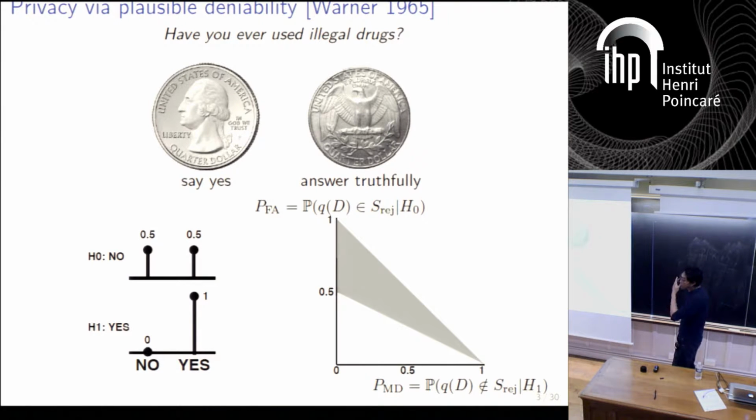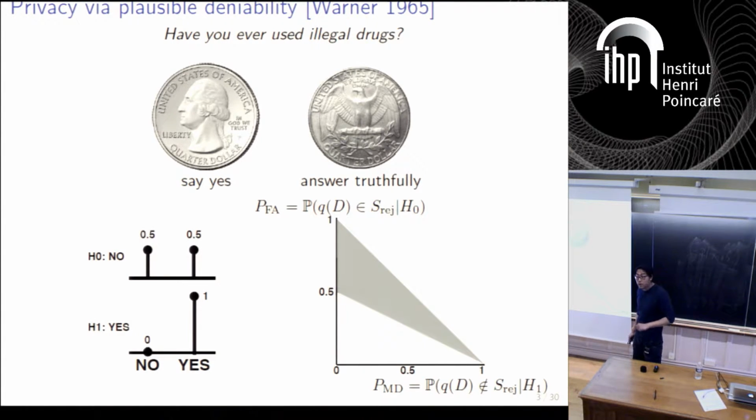And the way we're going to look at it is that, well, look at this simple privatization scheme. There are only 2 alphabets in the data, whether you used it or not, and the outcome is whether you used it or not, so it's 2 by 2. So given that, let's say your null hypothesis is you didn't use any drugs, then with probability half, you say yes, and with probability half, you say no. And if you are the kind of person who uses the drugs, then you say yes all the time, right? So that's representing the coin flip as a probability transition matrix.